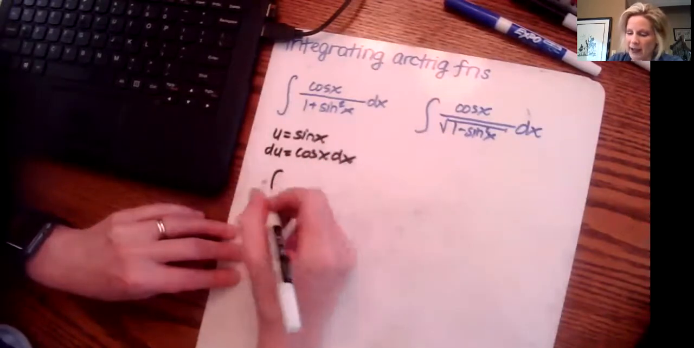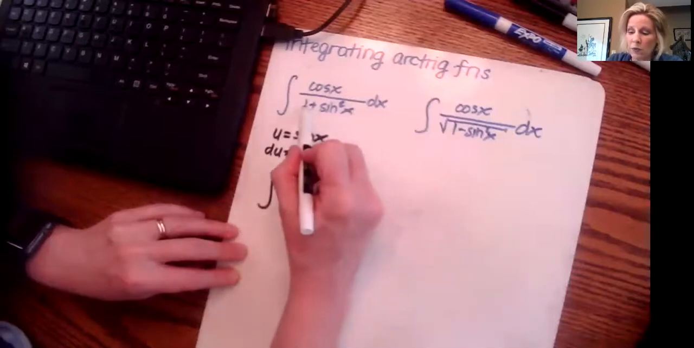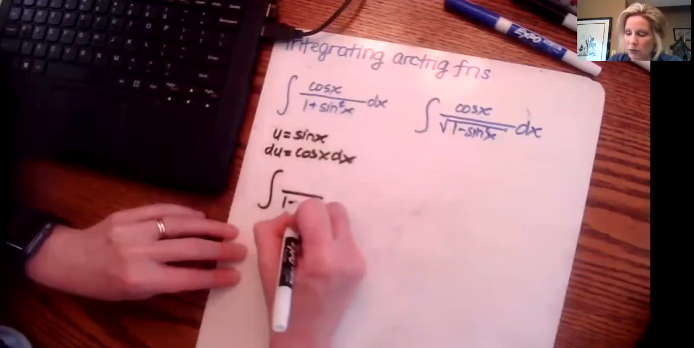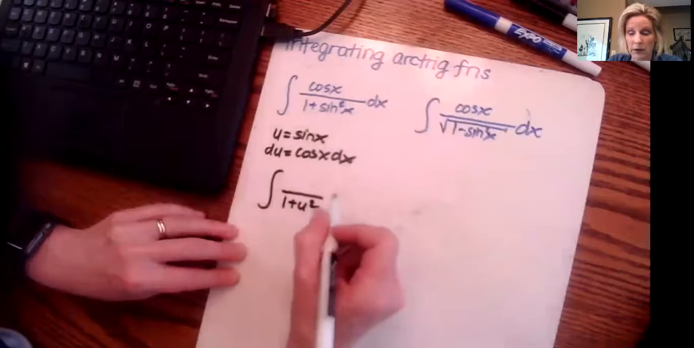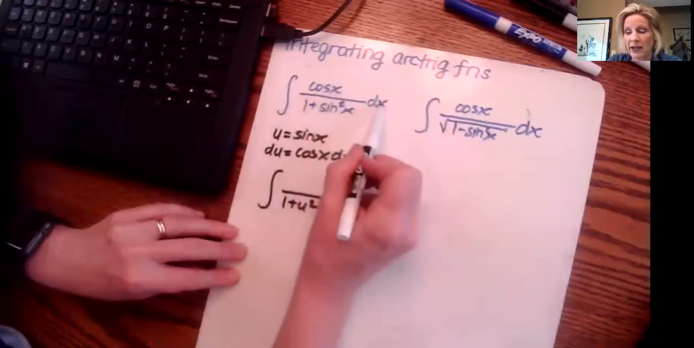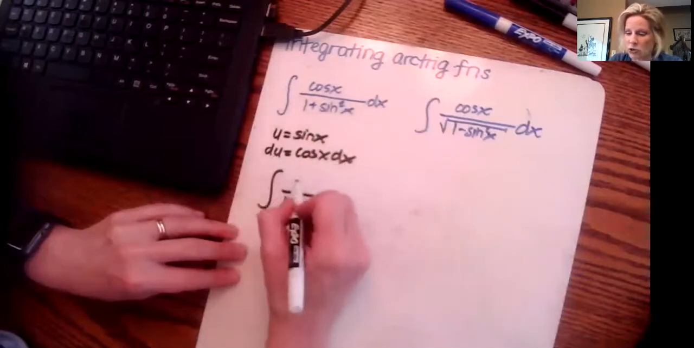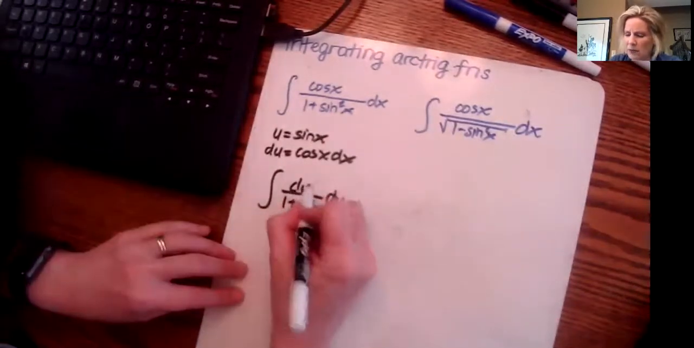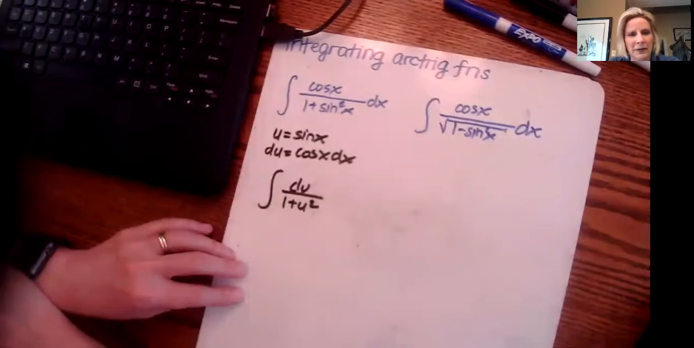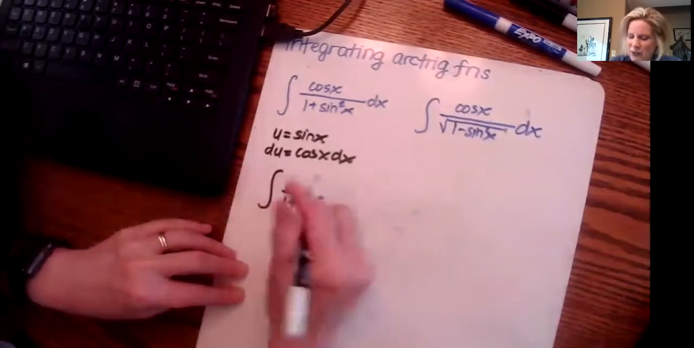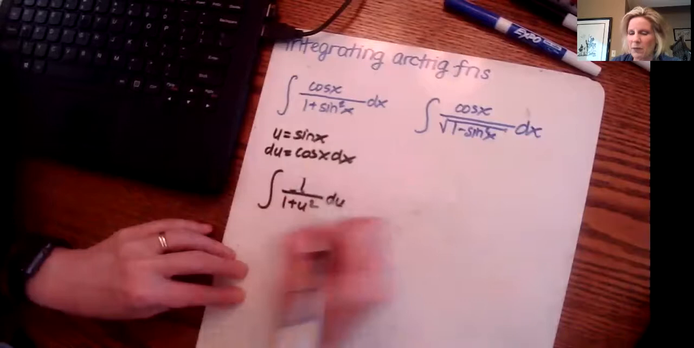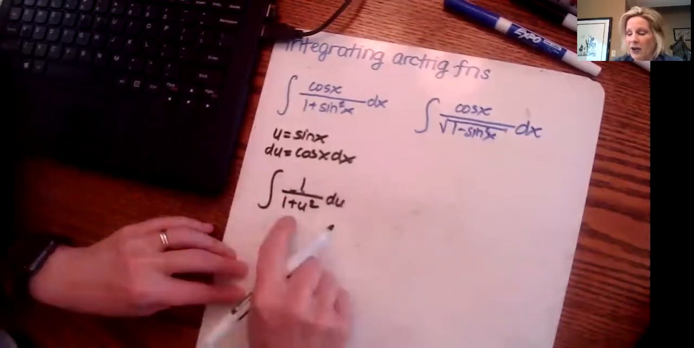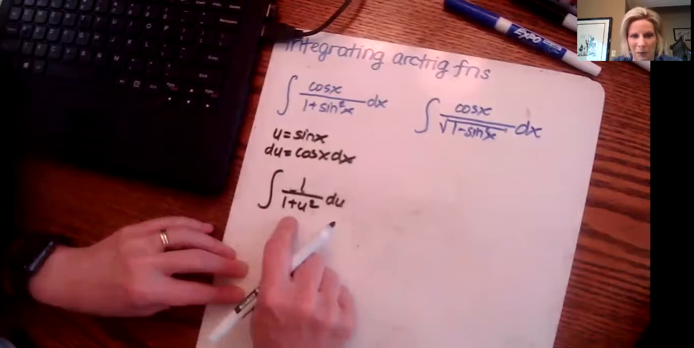Well, if you do that, 1 plus sine squared becomes 1 plus u squared. And the cosine x dx part becomes the du. So I'll do 1 du. You can write du up here, but I don't like that as much. So I like writing 1 du. That makes me feel more comfortable. And now you see you got it in the arc tangent u format.